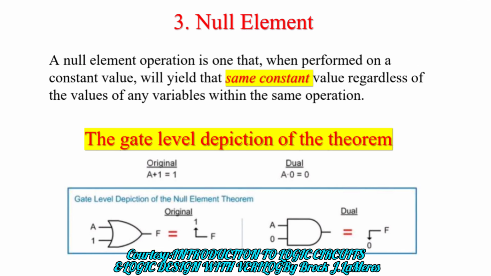Null element. A null element operation is one that when performed on a constant value will yield that same constant value regardless of values of any variables within the same operation. So a plus 1 will give you the value as 1, and a into 0 will give the value as 0.